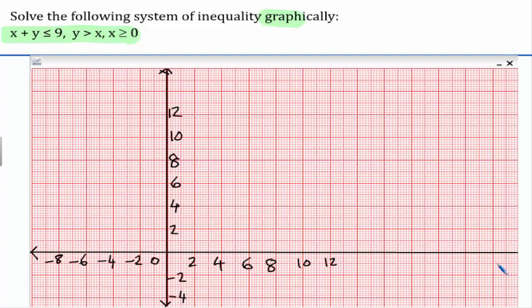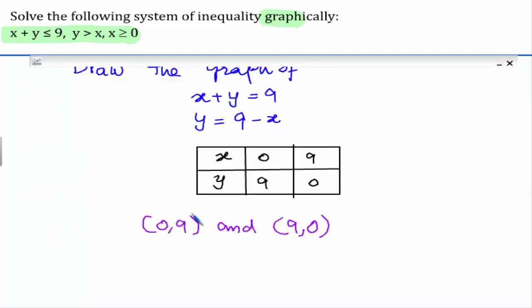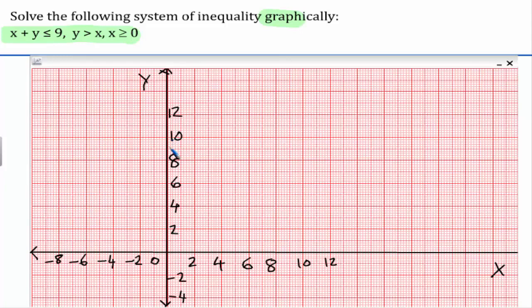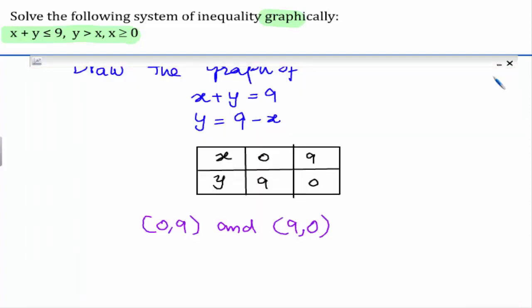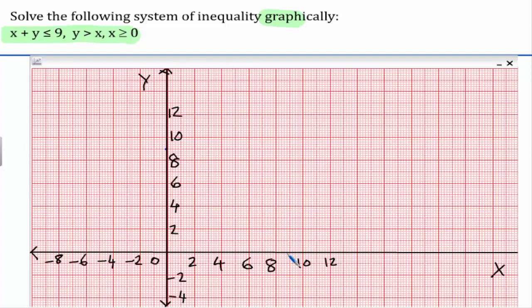Now in this system, here is the x-axis, this is the y-axis, and the scale we have taken is 1 centimeter is 2 units. And the first ordered pair is (0, 9), which will be here on the y-axis. And the next one is (9, 0), which will be on the x-axis. Now let us draw the line by joining these 2 points. Now this line is dividing the plane into 2 equal parts.